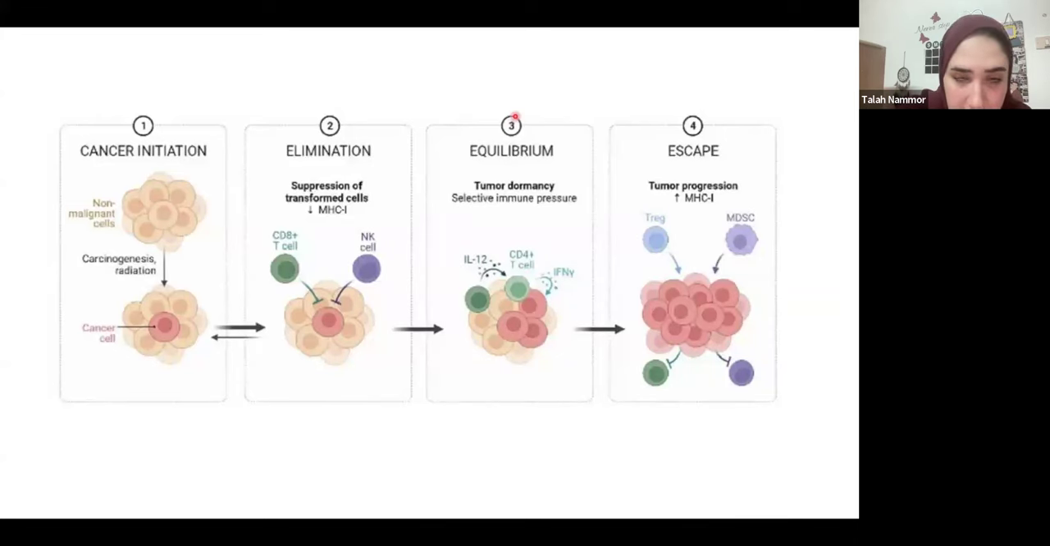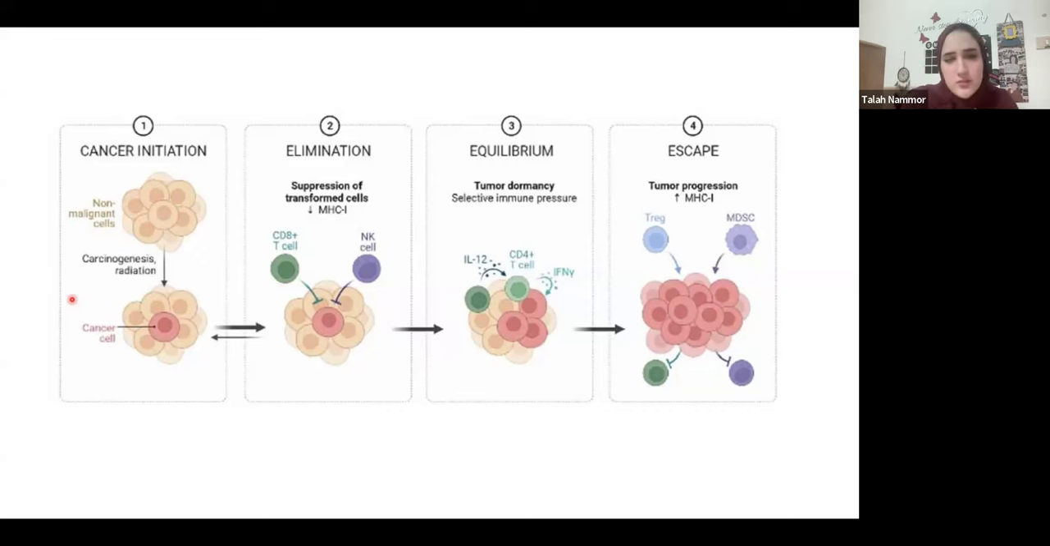Now, this immune surveillance... no, it's not immune surveillance, my bad. Tumor progression or cancer initiation goes through phases. First of all, we have the cancer initiation. Of course cancer is not going to just pop up, like, ta-da, I'm here. It's not like that. Cancer happens due to the accumulation of mutations in the genes. So we have mutation over mutation over mutation.